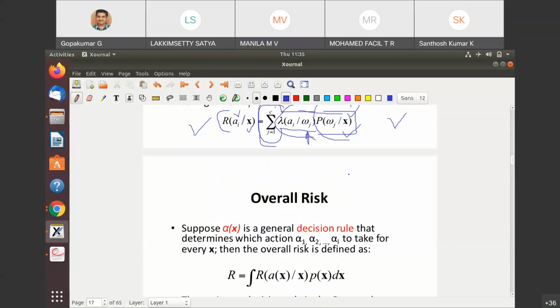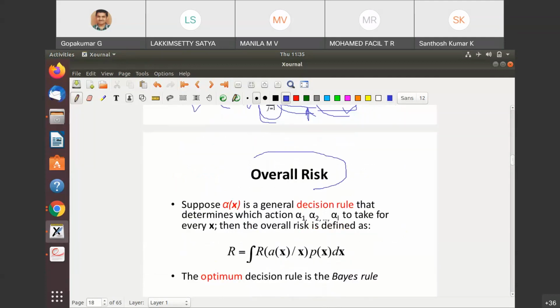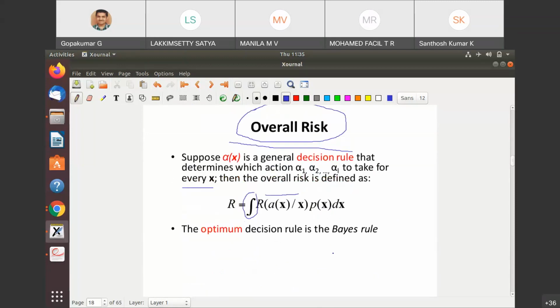Now for a continuous case, we can define an overall risk. Suppose it is a general decision rule, considering alpha 1, alpha 2. We are considering every x, so we have to integrate. We integrate the individual risks, which are evaluated, to obtain the overall risk. That is for every x, because x is a feature vector in d-dimensional space, so we have to consider all the possibilities.